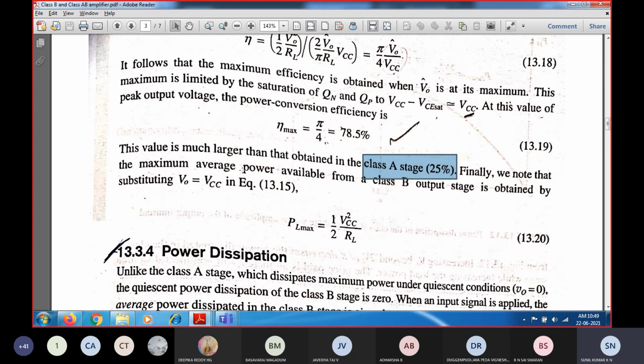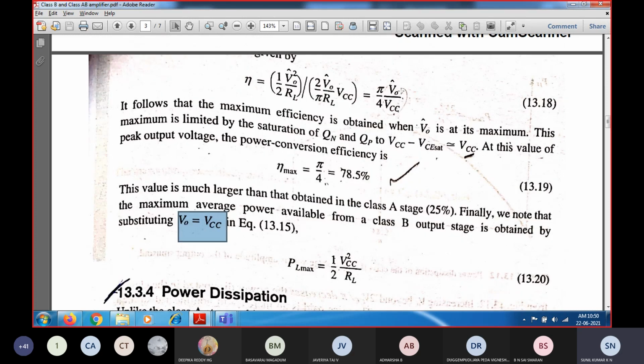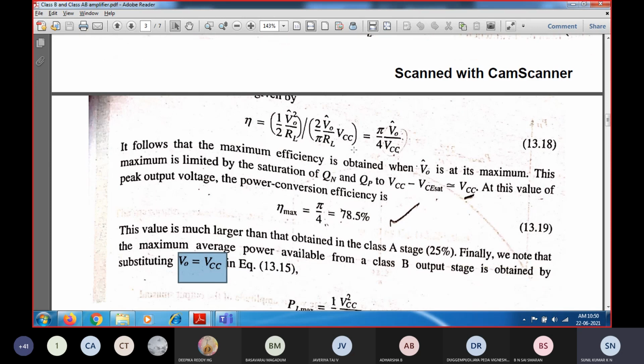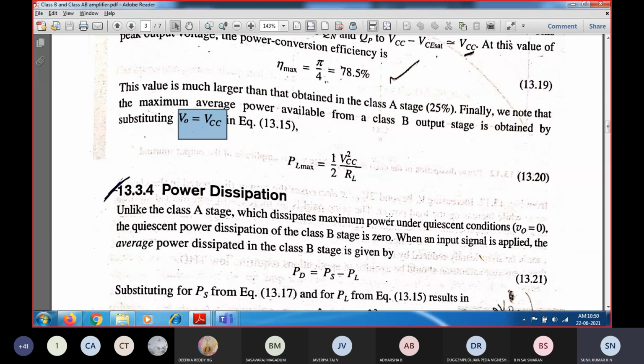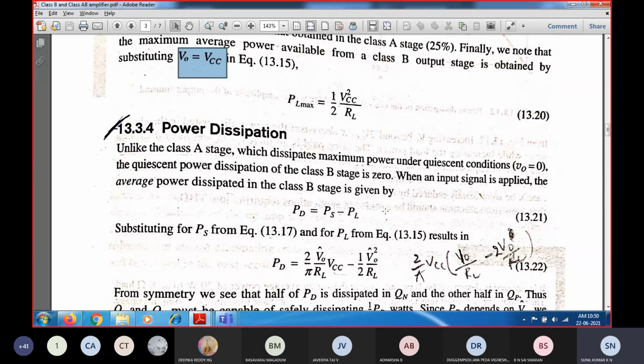So finally we note the average power available for a class B output stage. What is the average power? By substituting V naught equal to VCC, we will be getting the average power supply as VCC square by 2 times RL. So this is about the conversion efficiency for class B.